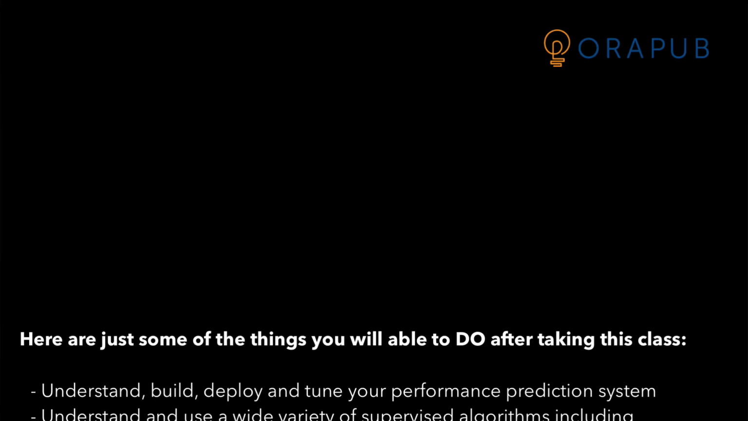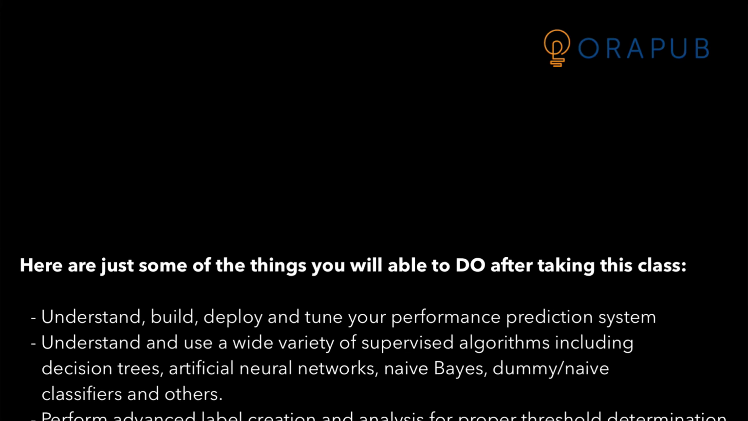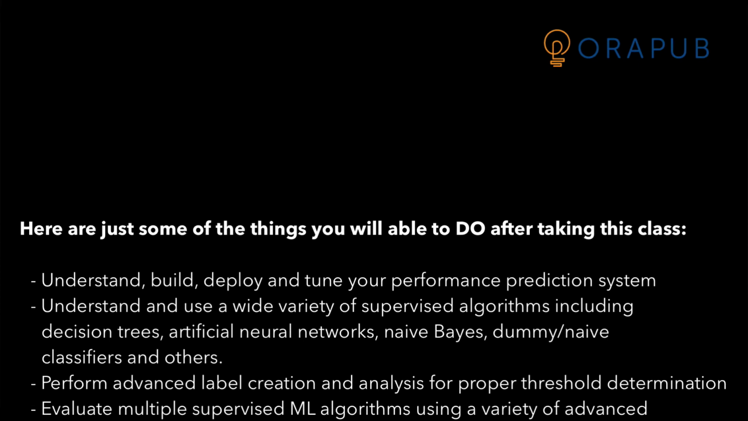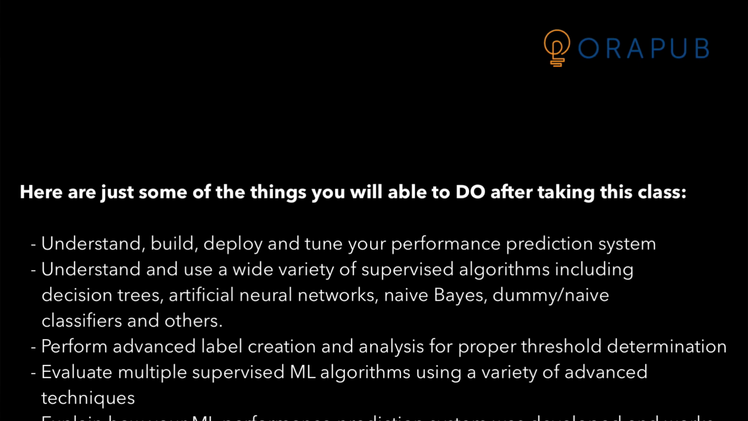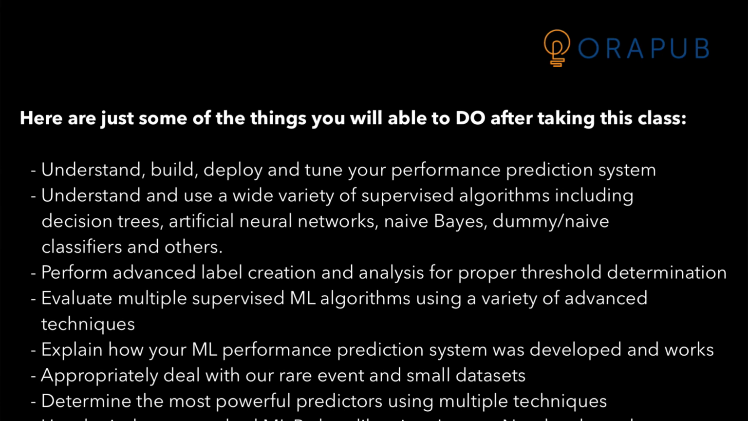Here's a list of some of the things that you're going to be able to do after completing this course. You will be able to understand, build, deploy, and tune your performance prediction system. Understand and use a wide variety of supervised algorithms, including decision trees, artificial neural networks, naive Bayes, dummy naive classifiers, and others. Perform advanced label creation and analysis for proper threshold determination. Evaluate multiple supervised learning algorithms using a variety of advanced techniques. Explain how your machine learning performance prediction was developed and works.